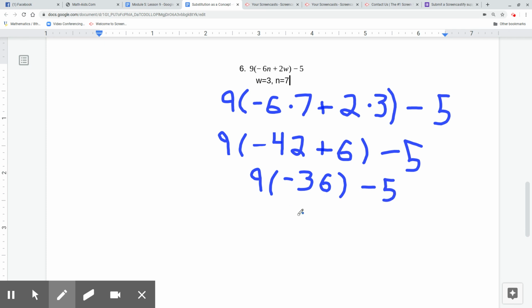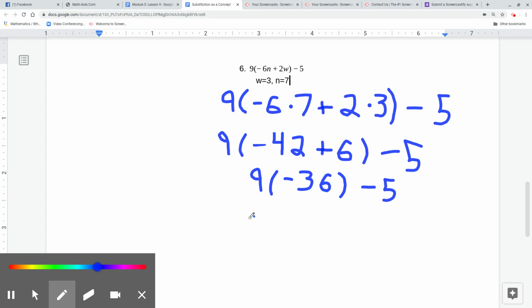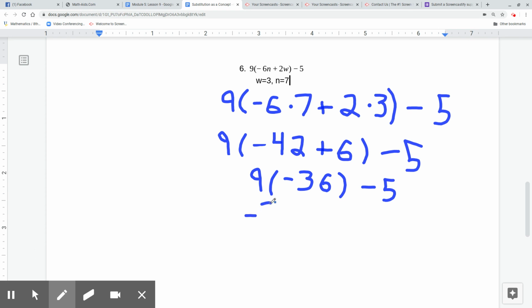Now, we're going to multiply 9 times -36. And that is going to give us -324. And we are subtracting 5 still. Now, we need to subtract these two to get our final answer. And that is going to give us -329.